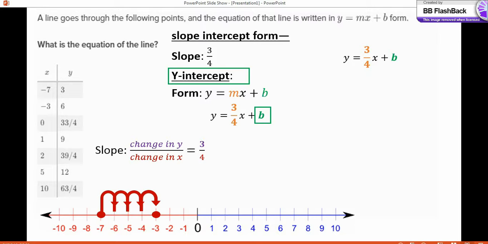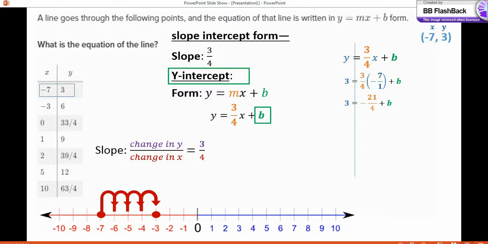So then I'm going to pick a point. I picked -7, 3, but I could have picked any of these points. And I'm going to label my point x and y. Next, I'm going to substitute x and y for the values in my equation. And then I'm going to solve for b. Notice I drew my river so that way I can get b by itself. First, I'm going to multiply 3/4 with -7 over 1. And this is going to get me -21 over 4.